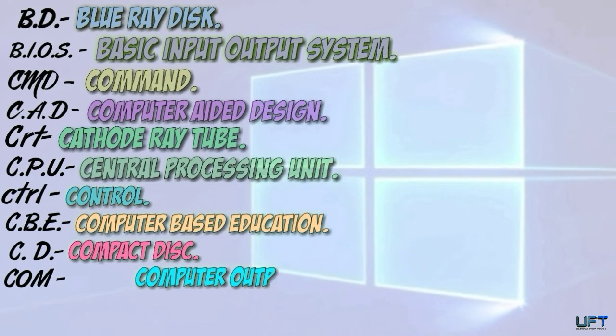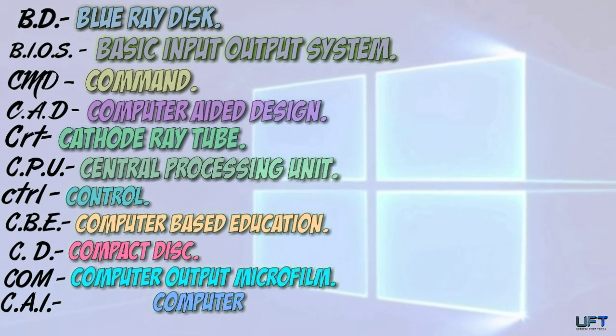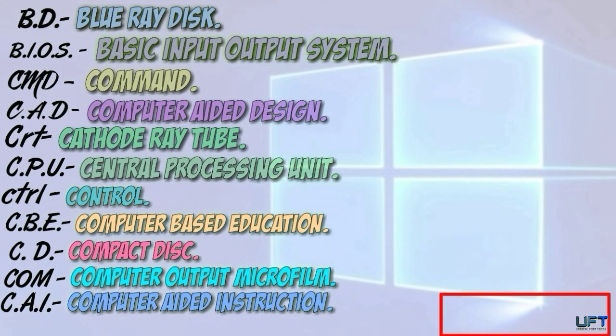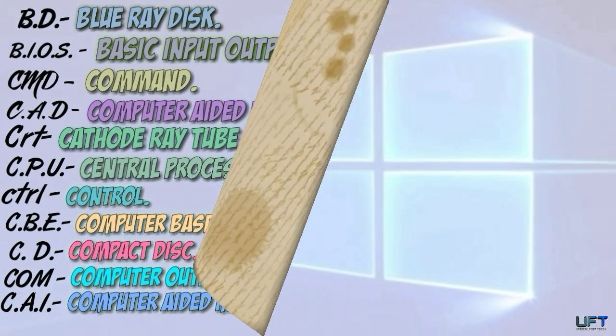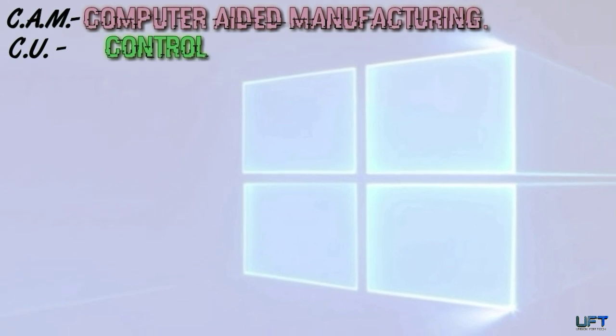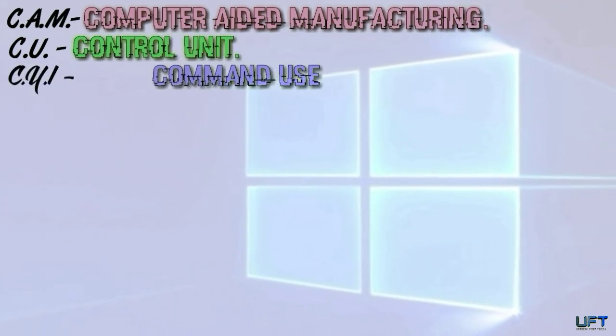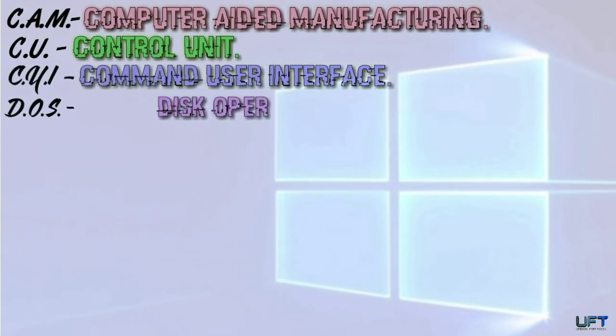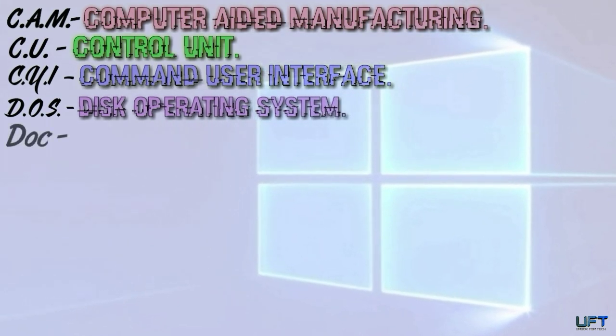CD stands for compact disc. COM stands for computer output microfilm. CAI stands for computer aided instruction. CAM stands for computer aided manufacture. CU stands for control unit. CUI stands for common user interface.